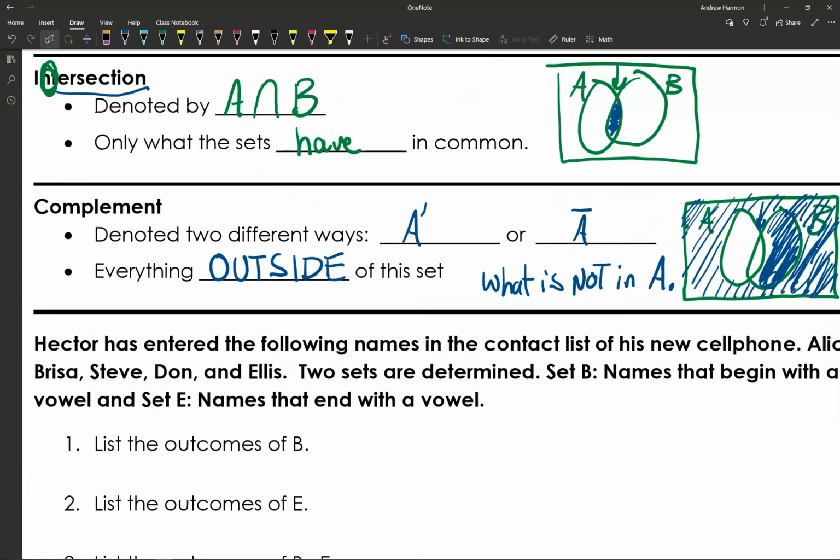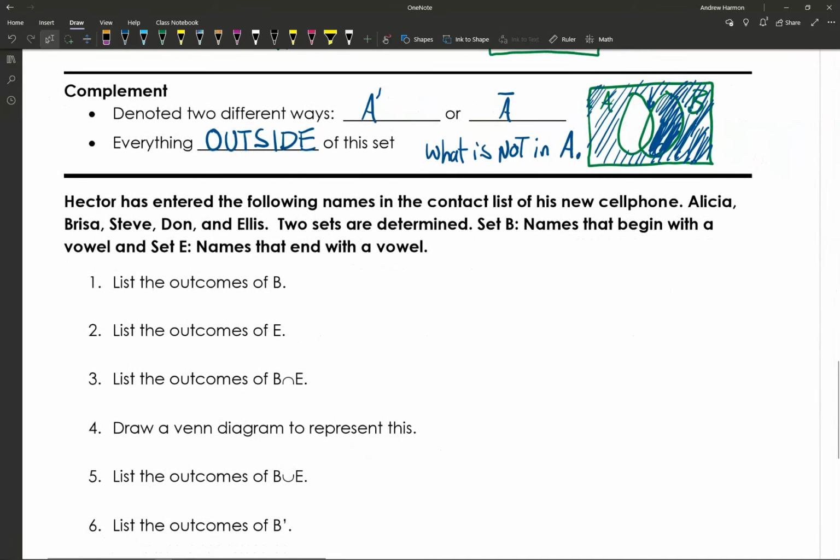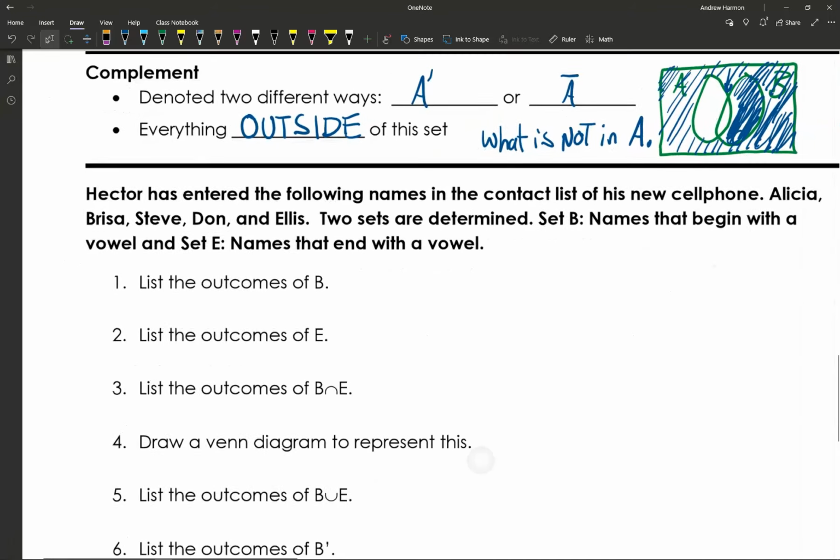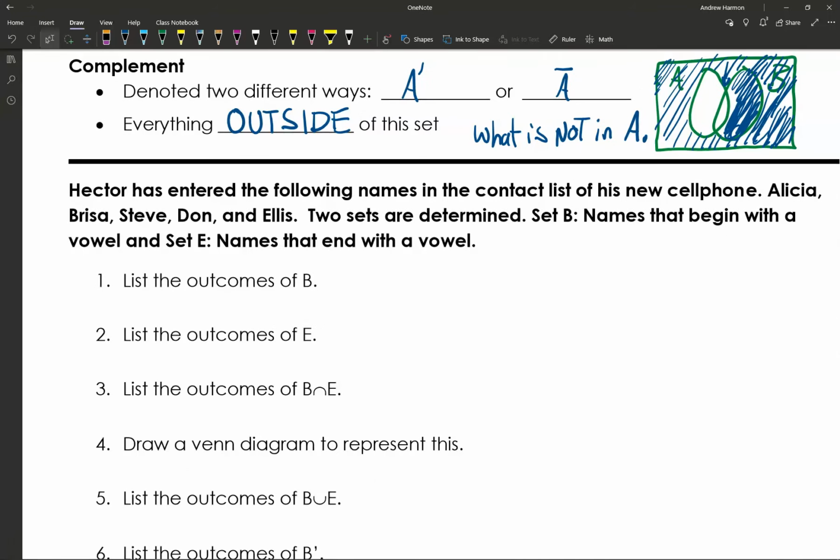Okay, so let's take all of this stuff you learned about sets and symbols and all this fun stuff, and let's look at a couple example problems. We have to read the directions. So we got Hector here. He's entered the following names into his contact list of his new cell phone: Alicia, Brissa, Steve, Dawn, and Ellis.